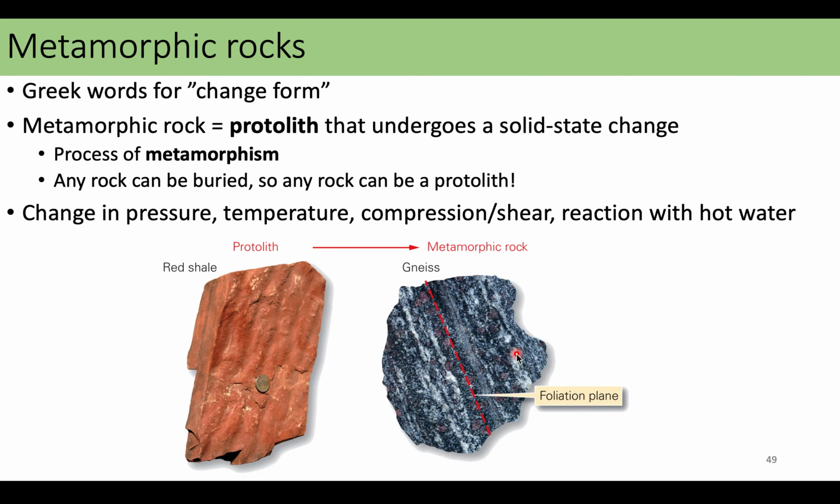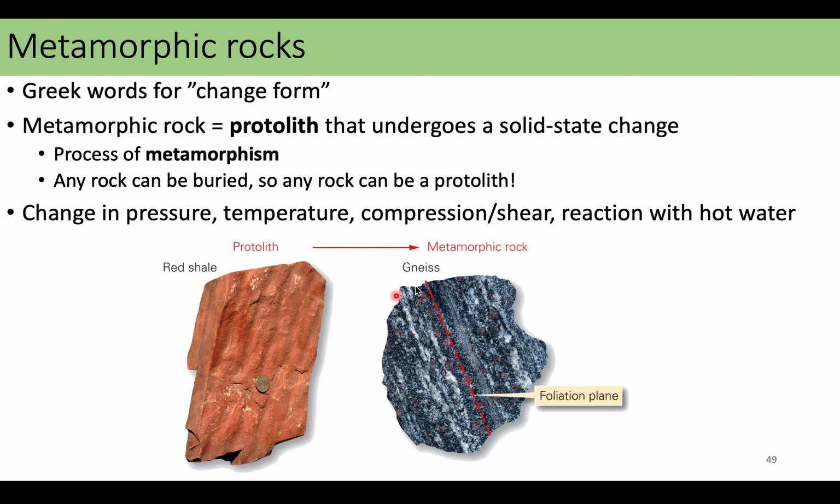Generally, metamorphism occurs from burial. Any rock can be buried. Any rock can be a protolith. So any rock can become a metamorphic rock. Any rock can undergo a change in pressure and temperature, compression or shear, to create metamorphic rock. So an igneous rock, a sedimentary rock, or another metamorphic rock can undergo metamorphism and create a metamorphic rock.